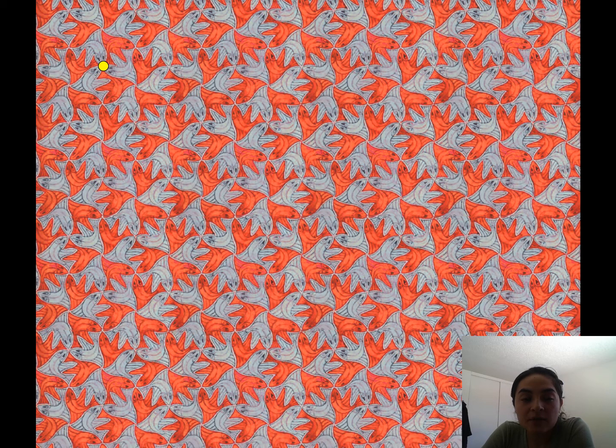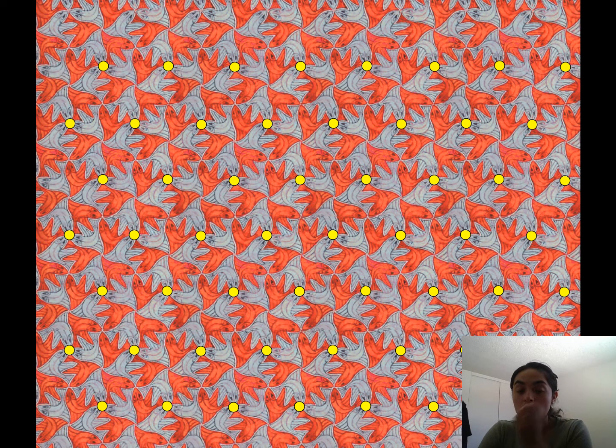Now, if we were to identify a lattice point, say at the center of the gray fish's snout, we say that this is our lattice point. If we identify the same lattice point throughout this pattern, we see that we have an array or lattice of the same repeating motif or element. So we have these fishes touching at the snout throughout the pattern in this arrangement, an array or mesh of gray fishes touching at the snout.